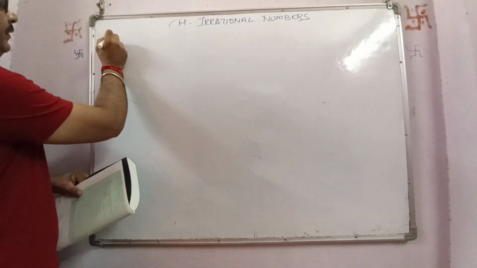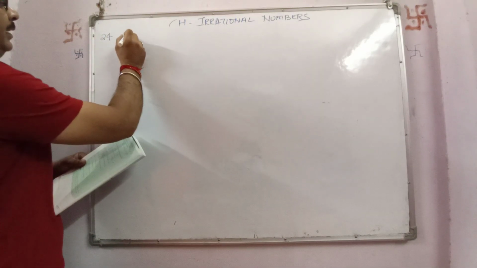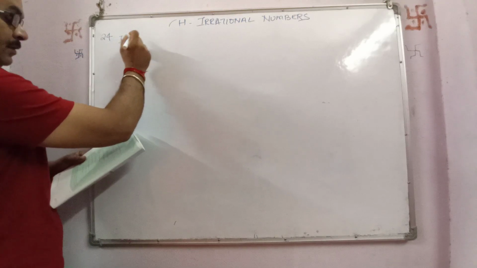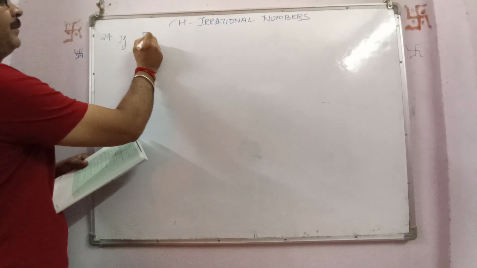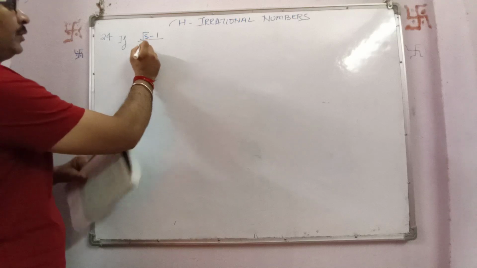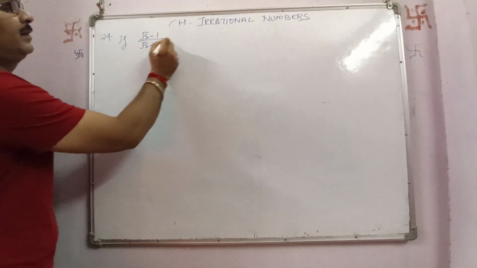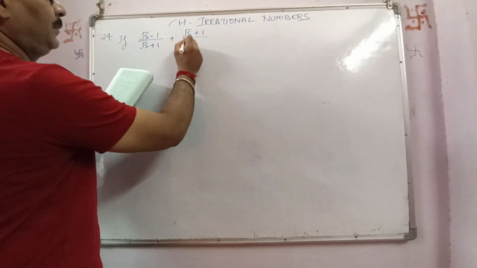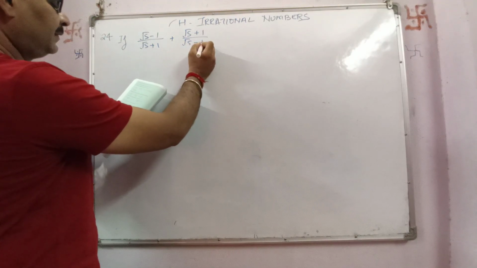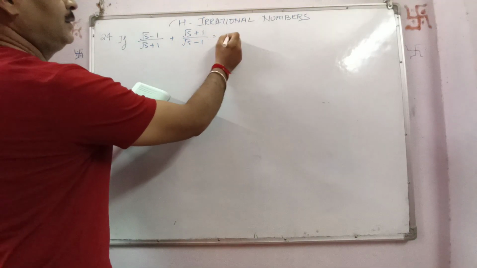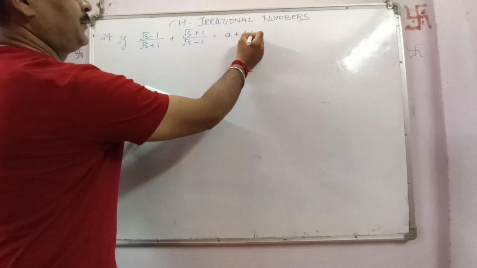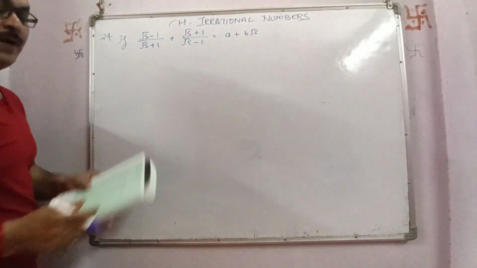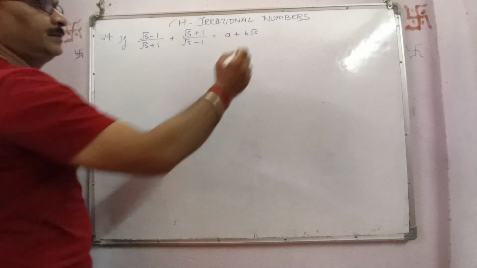Now question number 24. If root 5 minus 1 upon root 5 plus 1 plus root 5 plus 1 upon root 5 minus 1 is equal to a plus b root 5. Find a and b.